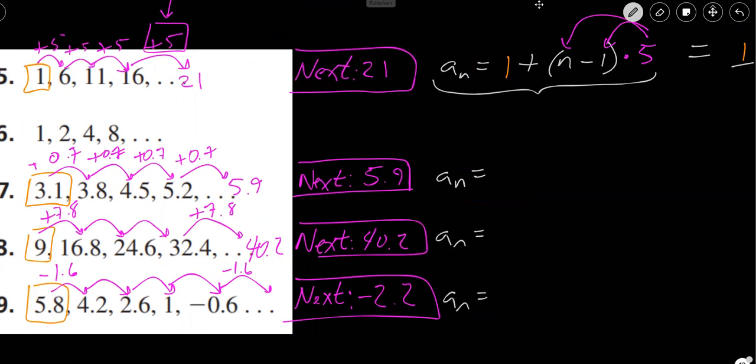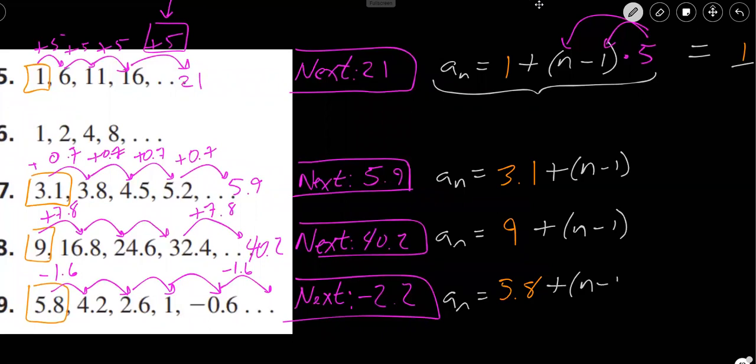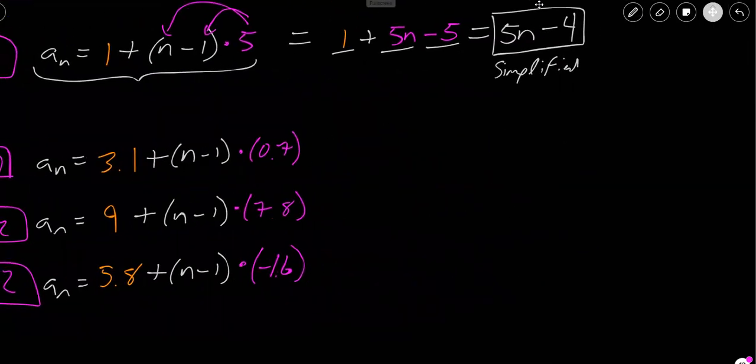It's really fast. And from there, I can, of course, build my generalized equation for all of these. I'm going to do it piece by piece. A1, the value at the first position, is going to be 3.1 for the first one, 9 for the second, and 5.8 for the third. They're all going to be adding n minus 1 times something. And that thing they're multiplying by is going to be the difference. In this case, it's going to be 0.7. In this case, it's going to be 7.8. And in this case, it's going to be negative 1.6.